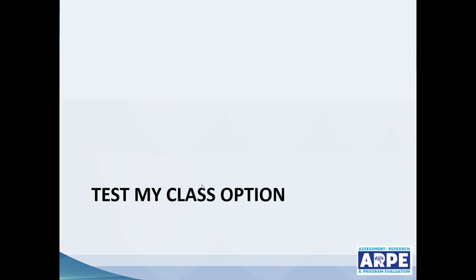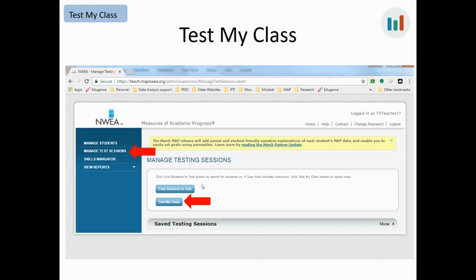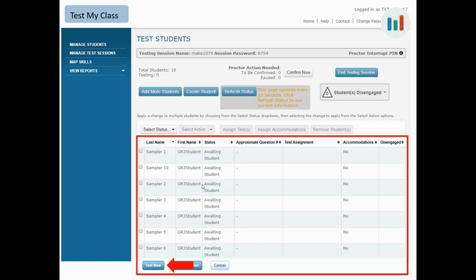Let's first look at the Test My Class option. This is for classroom teachers. You have students rostered to you in Pinnacle or in Teams, so we know who those students are that you'll be testing. And then click Test My Class. The students that are rostered to you now appear in your testing session at the bottom of the page. When the list at the bottom of the page is complete, click Test Now.